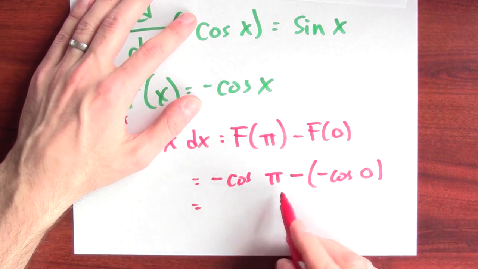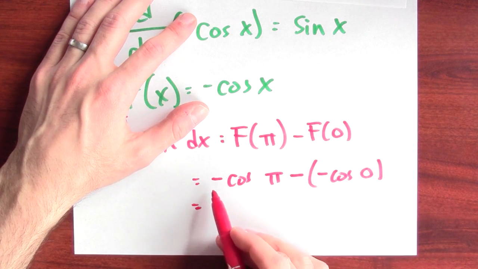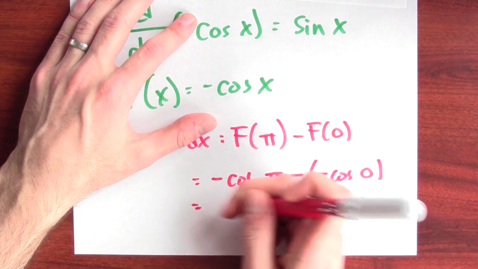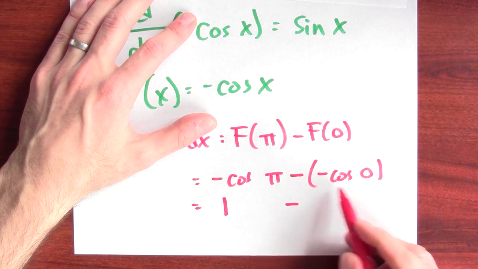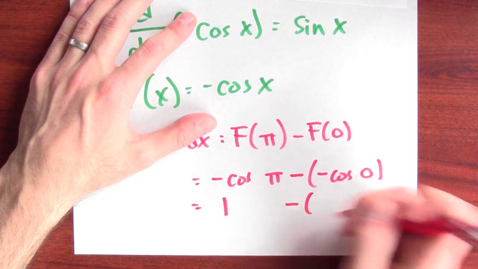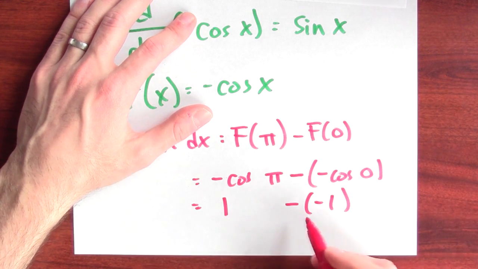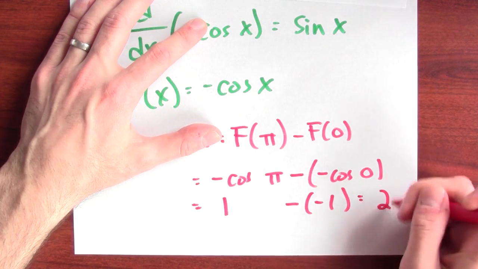Now, what's cosine of pi? That's minus 1, but it's negative minus 1. It's 1 minus, and cosine of 0 is 1, but it's negative 1, so it's 1 minus negative 1, which is 2. There are exactly 2 square units of area under the graph of sine of x, between x equals 0 and x equals pi.